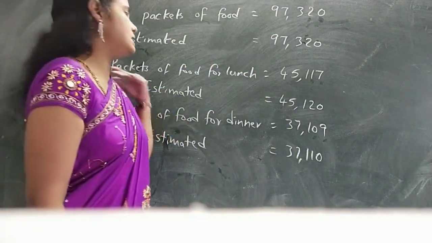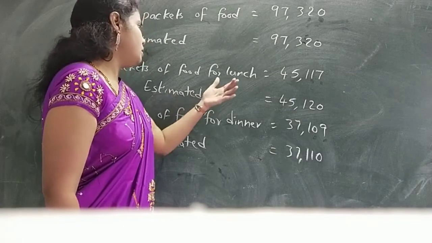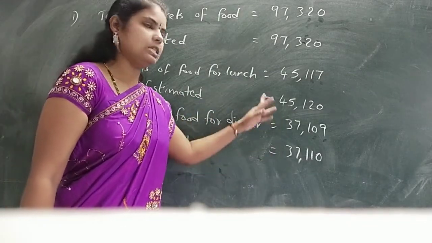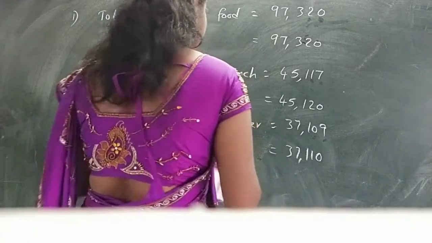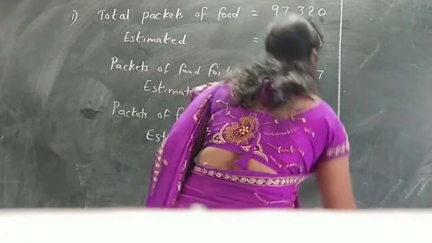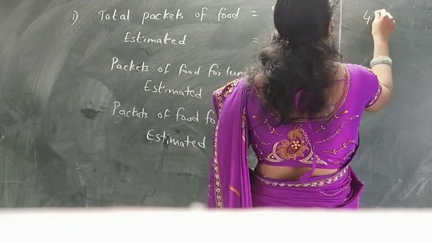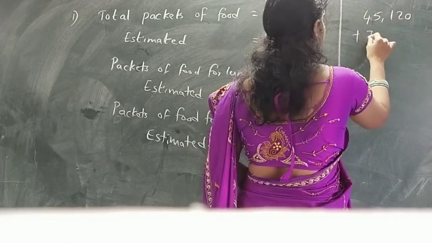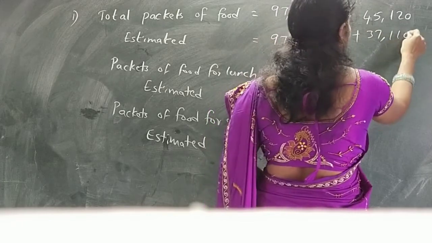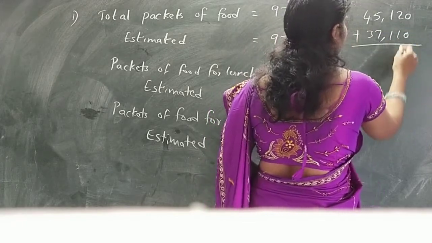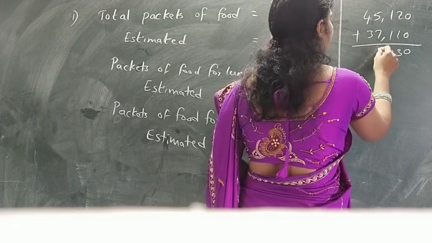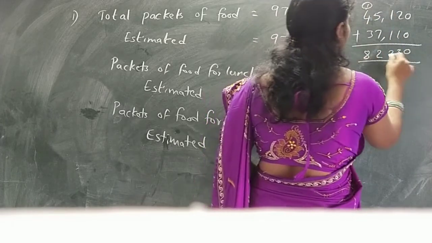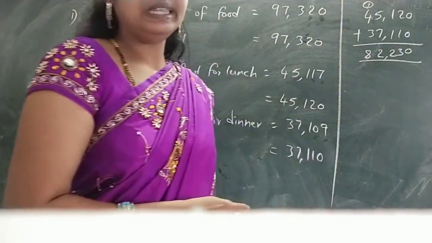How many packets are left? So first you have to add packets of food for lunch and packets of food for dinner. Okay, add these estimated values. 45,120 plus 37,110. 0, 2 plus 1, 3, 1 plus 1, 2, 5 plus 7, 12, 5 plus 3, 8. So 82,230 will come.